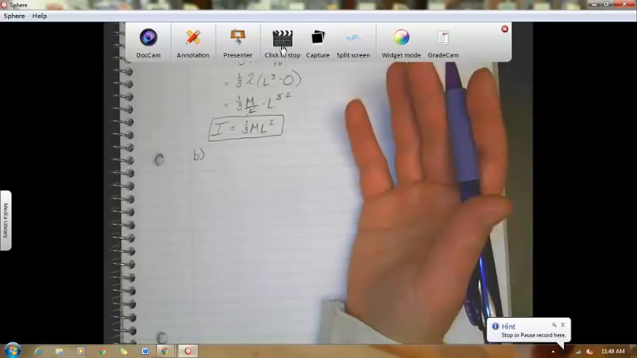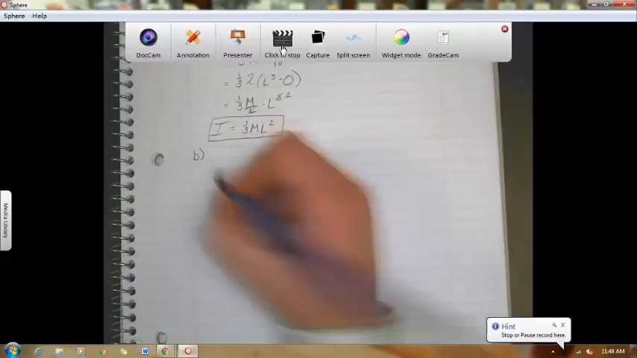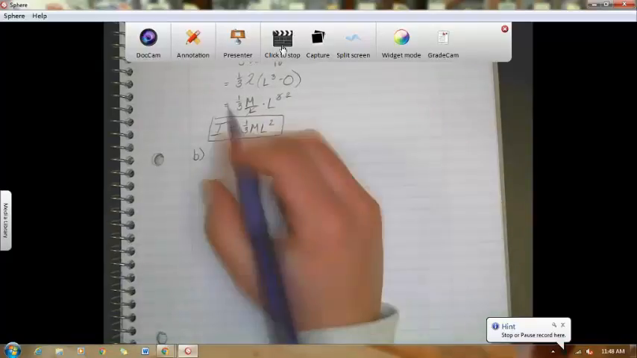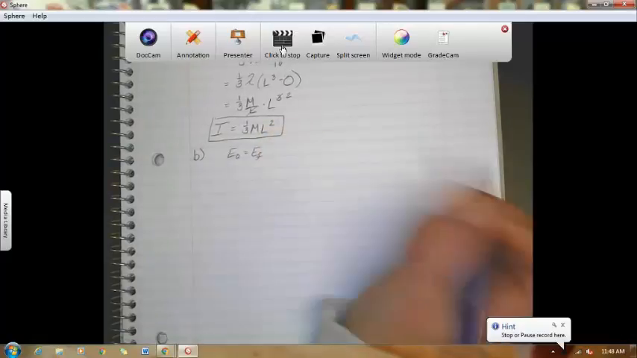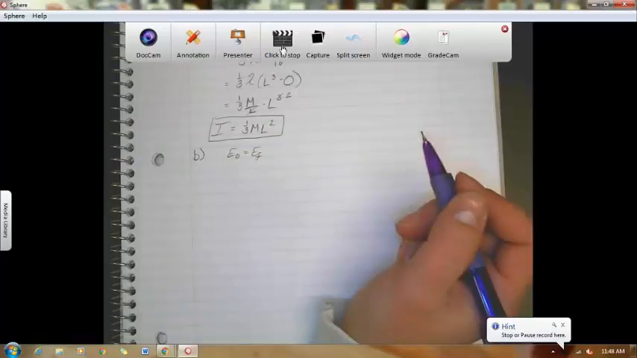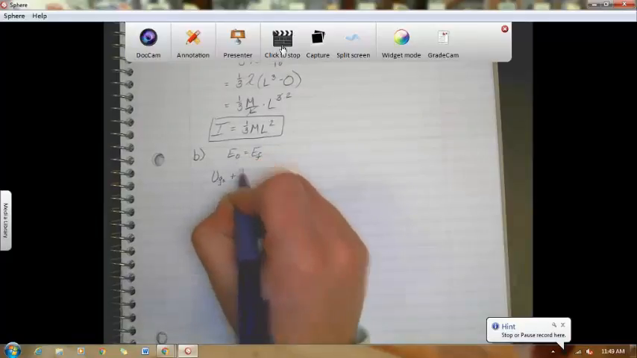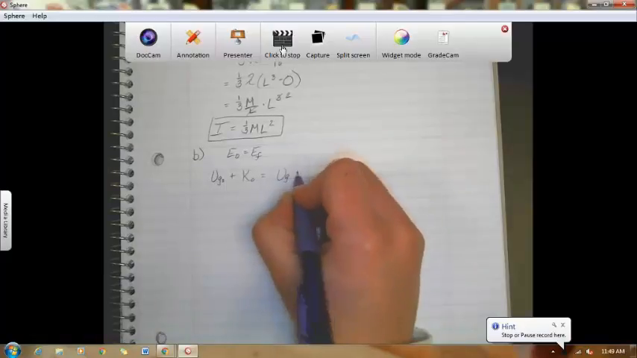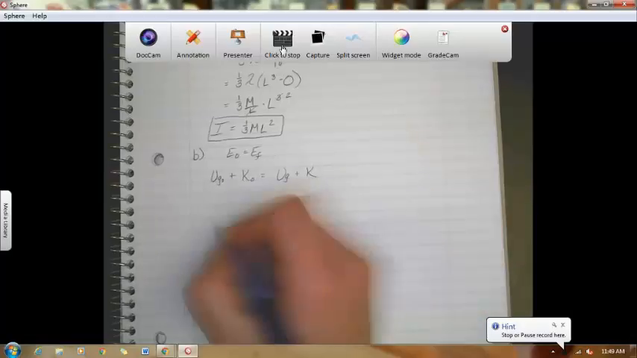So I'm saying that my initial energy is going to equal my final energy. That means that my initial gravitational potential energy plus my initial kinetic energy is going to equal my final gravitational potential energy plus my final kinetic energy. Initially, I have gravitational potential energy but I do not have any kinetic energy. Finally, I don't have any gravitational potential energy. My kinetic energy is rotational, so I'm going to put it in that form.